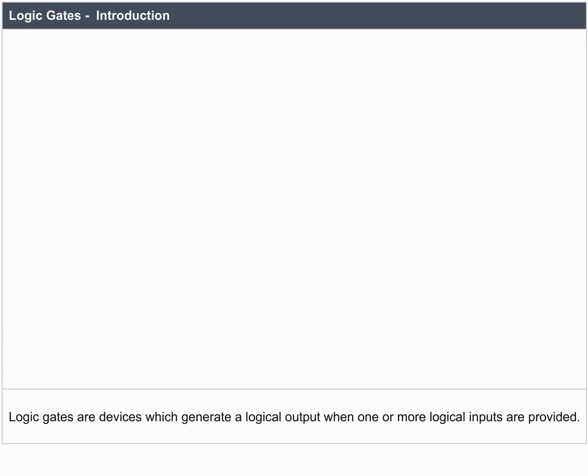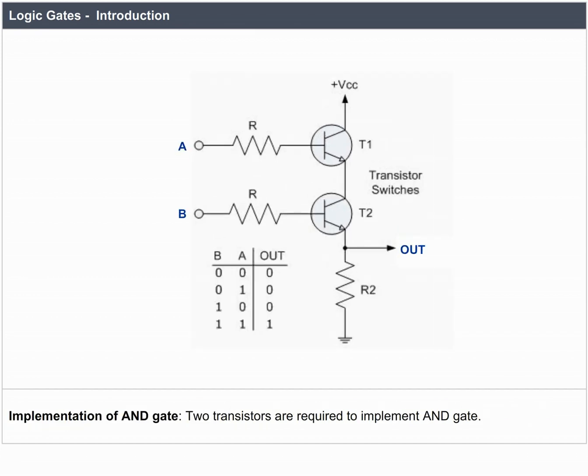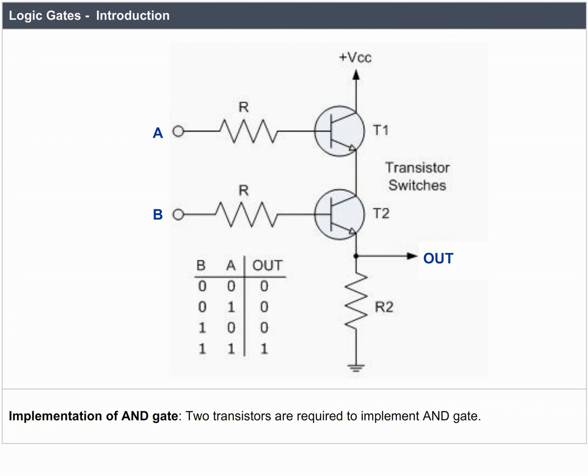Logic gates. Introduction. Logic gates are devices which generate a logical output when one or more logical inputs are provided. AND gate. The functioning of the AND gate is shown in the truth table. AND gate is represented as shown. Implementation of AND gate. Two transistors are required to implement AND gate.